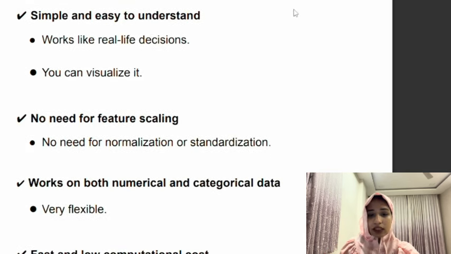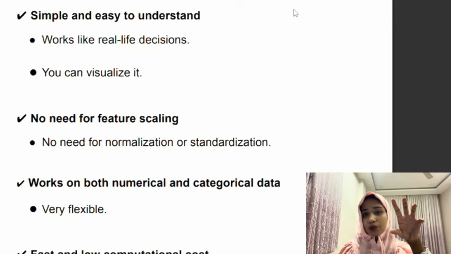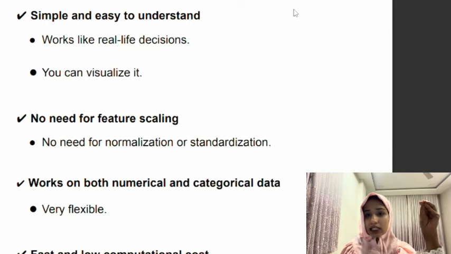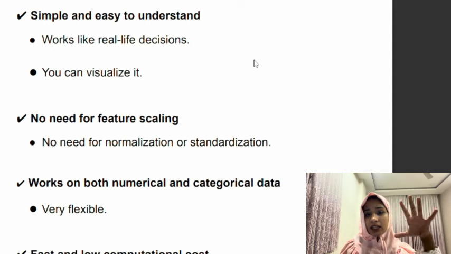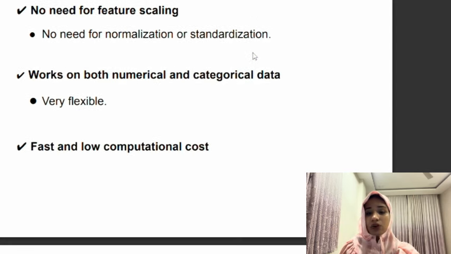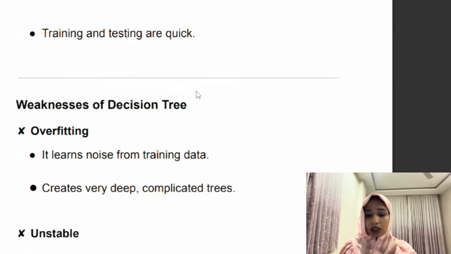Strength: simple and easy to understand. It works like real life decisions. You can visualize it like we have a root node where it says if age is less than 30, so we can directly go to yes or no. And no need for feature scaling, no need for normalization or standardization. Works on both numerical and categorical data. It is very flexible. Fast and low computational cost. Training and testing are quick.